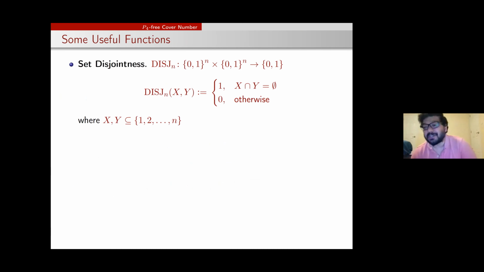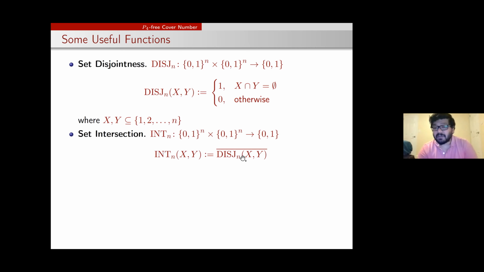So let me introduce some useful functions that are studied in communication complexity, and I will show how we can upper bound the cover numbers for these functions. So disjointness on n is a function that takes two inputs x and y. X and y are subsets of 1, 2, 3, 4 up to n. You can interpret x as an indicator variable, which is equivalent to an n-bit string, where the ith coordinate indicates whether i is in x or not. Similarly, you can interpret y as a bit string of length n. And disjointness of x and y is 1 if and only if x and y are disjoint. Otherwise, the function is 0.